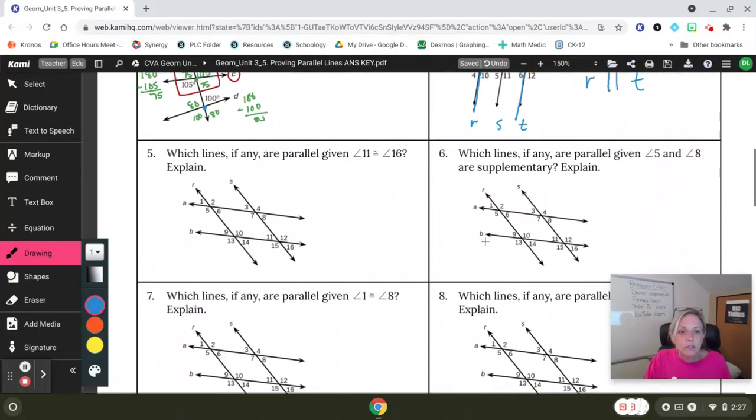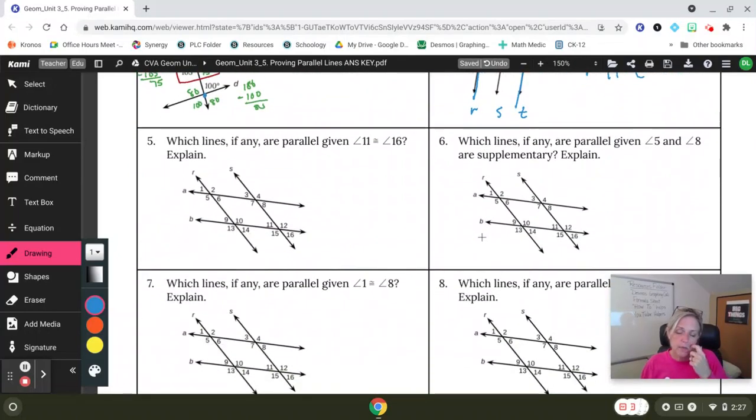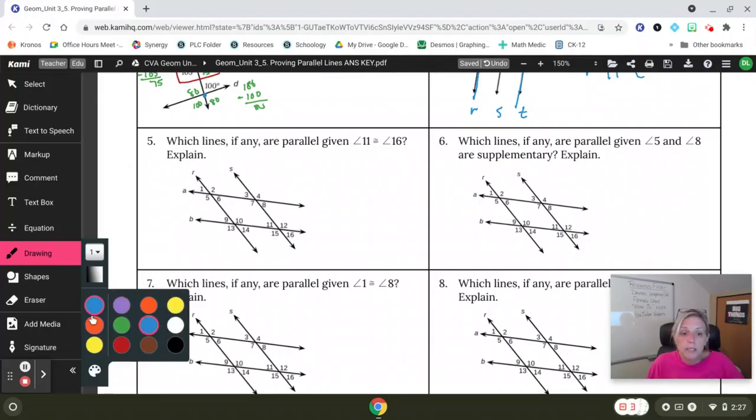Okay, now these are the tic-tac-toe board questions. They can give us multiple lines with multiple transversals. This is where those 3 steps really come in handy because they help us see exactly what we are looking at. So this says which lines, if any, are parallel given 11 is congruent to 16.